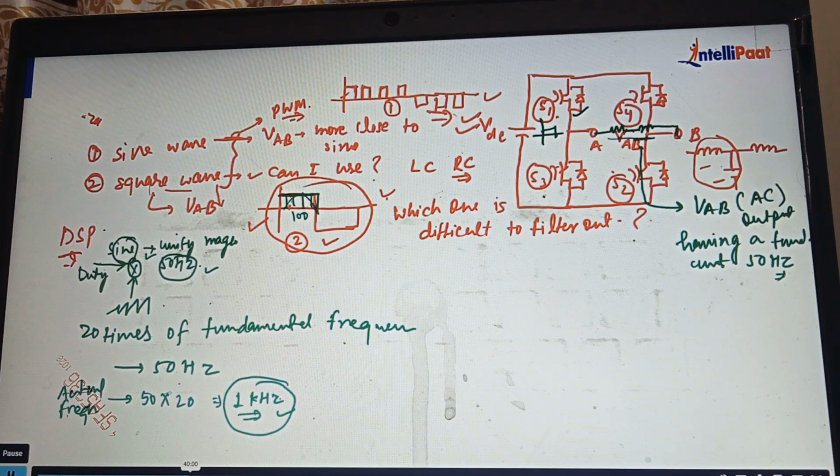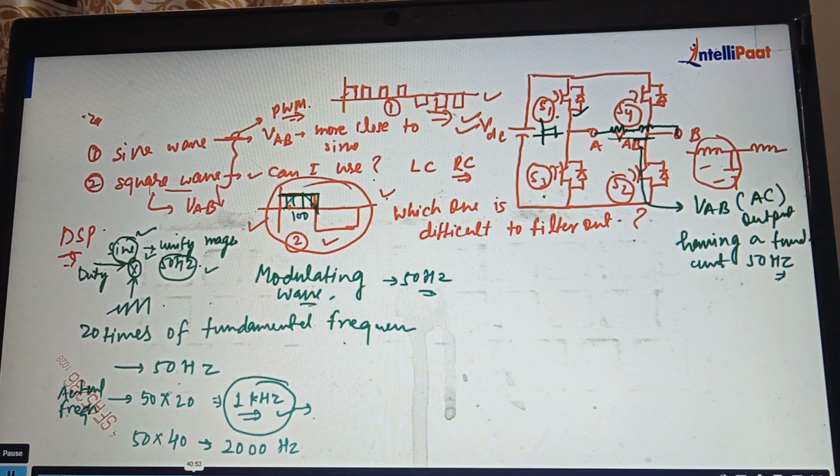It is not mandatory that you choose 1 kilohertz. Suppose a 50 Hertz signal is there, you can choose 40 times. What would the frequency be? 2000 Hertz, if I'm not wrong, right? If the carrier frequency is 1 kilohertz, then how much is the reference frequency? By reference frequency I mean the sine wave which I have generated, the modulating wave. The modulating wave frequency will be 50 Hertz only. I'll tell you how we go with the 50 Hertz frequency in the modulating wave. So keep in mind, it will be 50 Hertz.